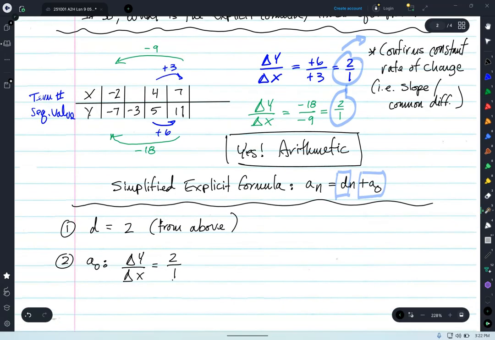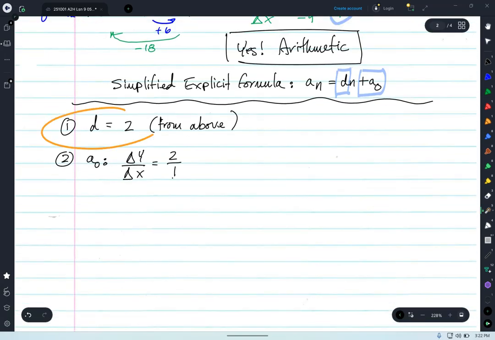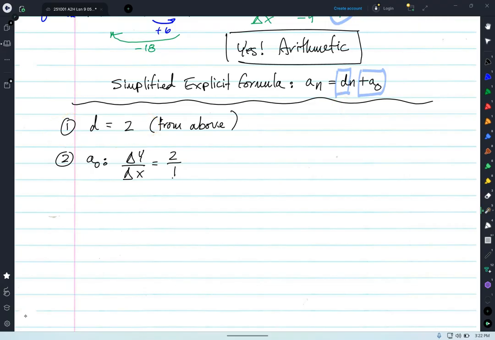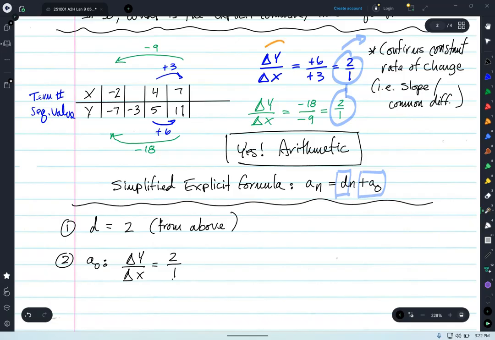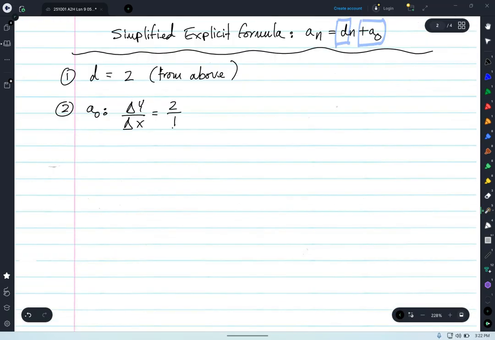Now up above here, we came up with our d equals 2. So we already know what number's going in here. So now we just have to figure out our a sub 0. And again, I started to explain this. So a sub 0, we can find it this way. Let's create another proportion here. Proportions are two ratios that are equal. So I'm saying the same thing as I just said up there: the change in y over change in x is equal to 2 over 1.